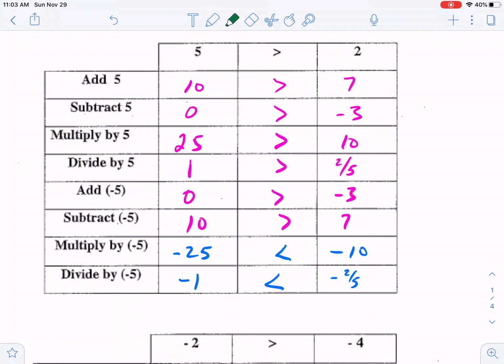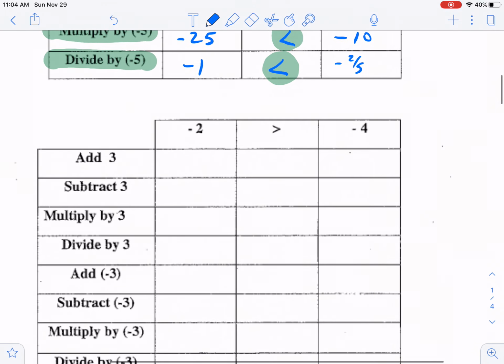So what's happening here? The whole point of this story is that when you multiply by a negative number, or you divide by a negative number, you're going to flip the arrow. Got it? That's it. When you multiply or divide by a negative number, you flip the arrow. Let's continue.